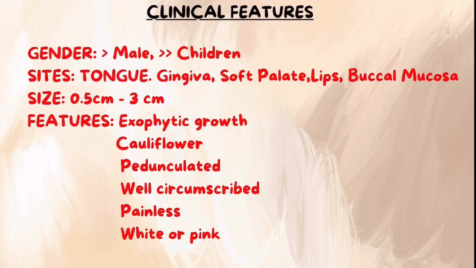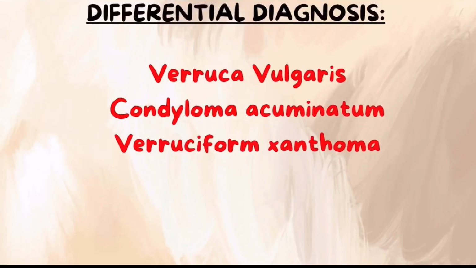The size of the lesion typically measures around 0.5 centimeters. This is the most common size observed clinically. However, in some cases, the lesion can enlarge with a maximum size reaching up to 3 centimeters. Let us look into the differential diagnosis of squamous papilloma. Squamous papilloma has a similar appearance to verruca vulgaris, condyloma acuminatum, and verruciform xanthoma.